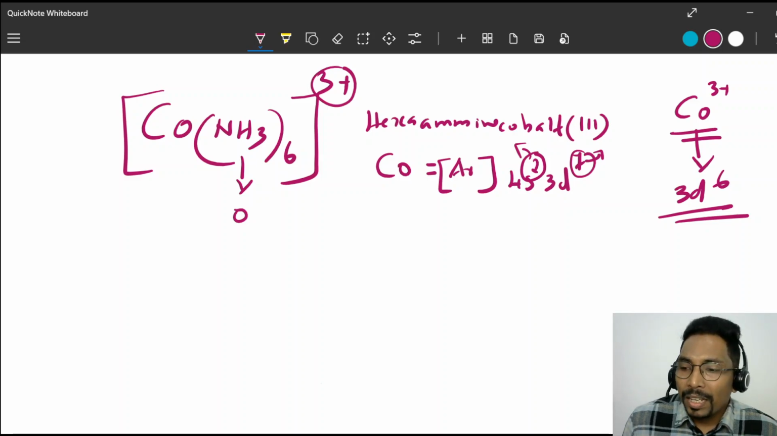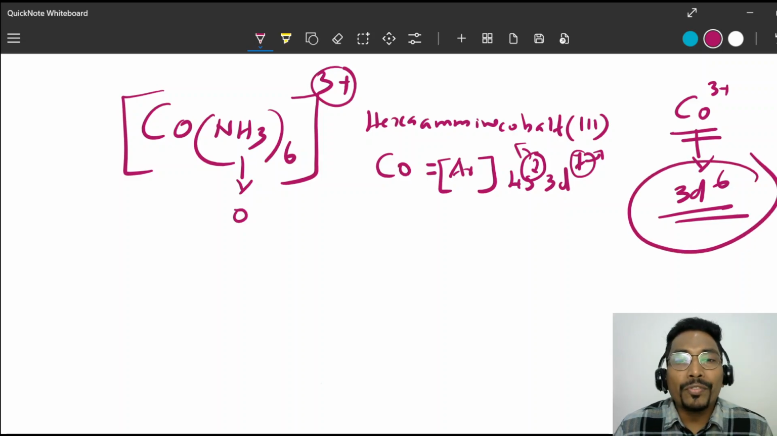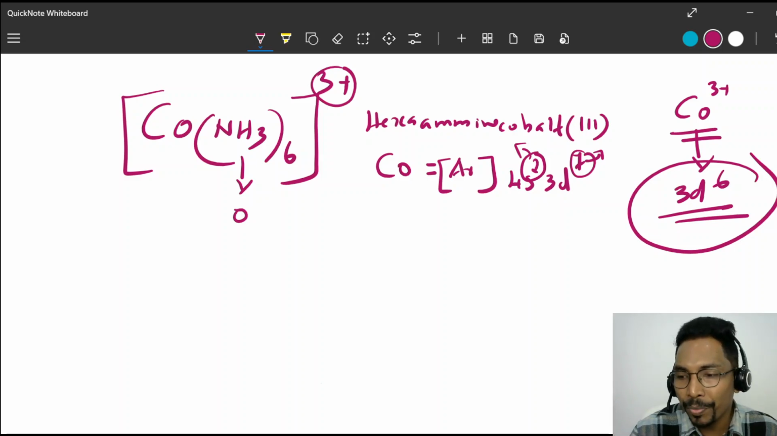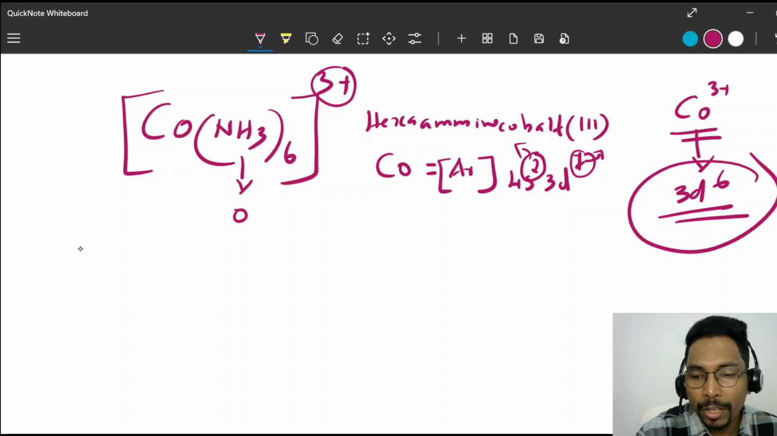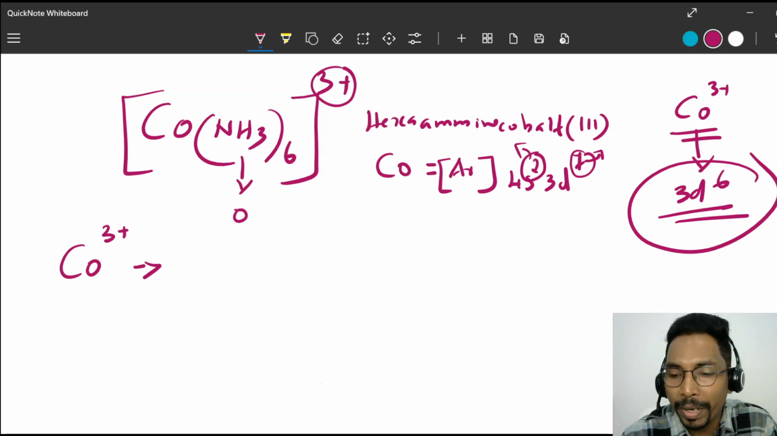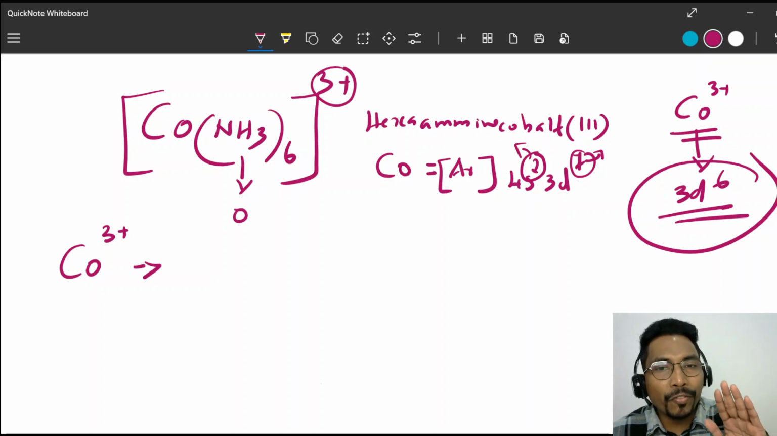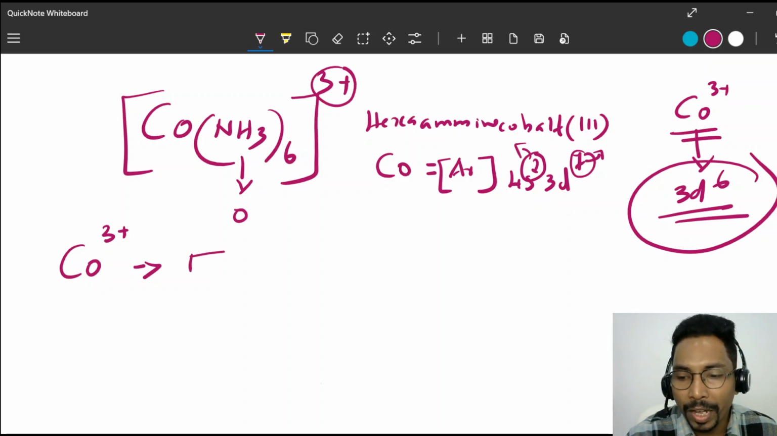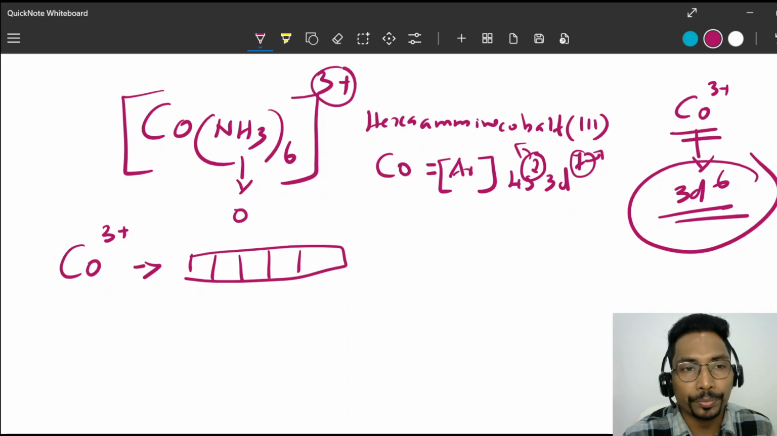Clear? Now you have to show the box diagram for this particular configuration. Box diagram means orbital diagram. So for Co3+, 3d. You have to represent the 3d orbitals. All of you know that there are 5 d orbitals, so you have to show 5 boxes, 1, 2, 3, 4, 5. And you have to mark the orbitals as well.